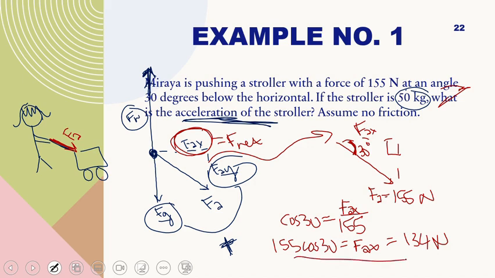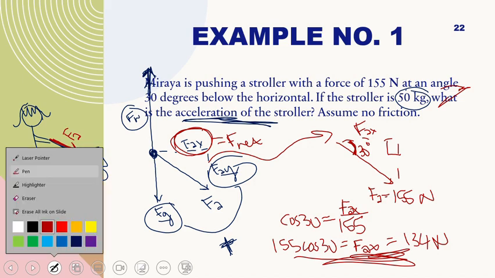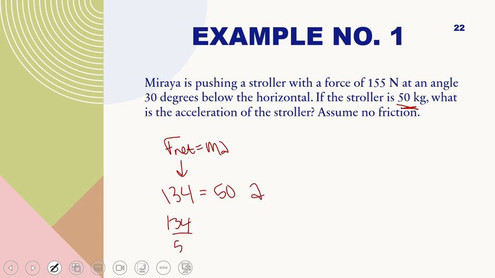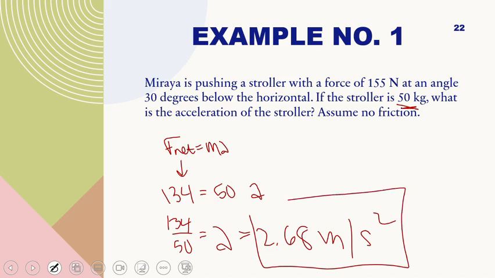So now we have our F net over here, so we can use our second law to find our answer. Okay, so we have F net equals MA. We just found out that our F net is 134 newtons, which is equal to our mass, 50 kg, times our acceleration, A. And so we know that 134 divided by 50 is equal to A, which is going to equal 2.68 meters per second squared. Don't forget those units.